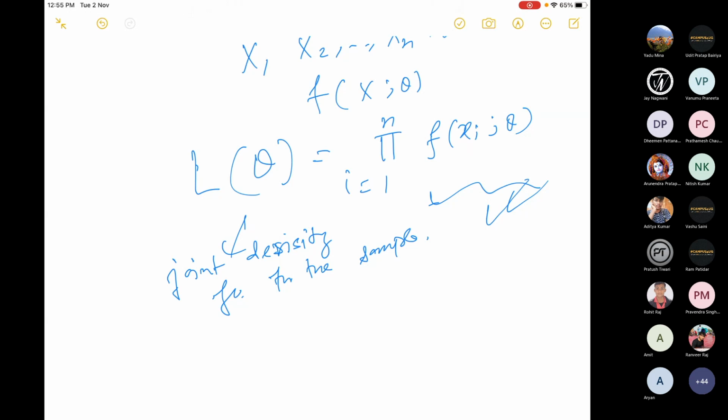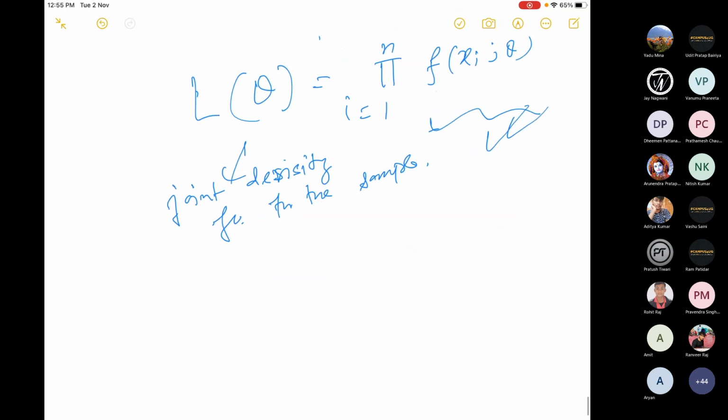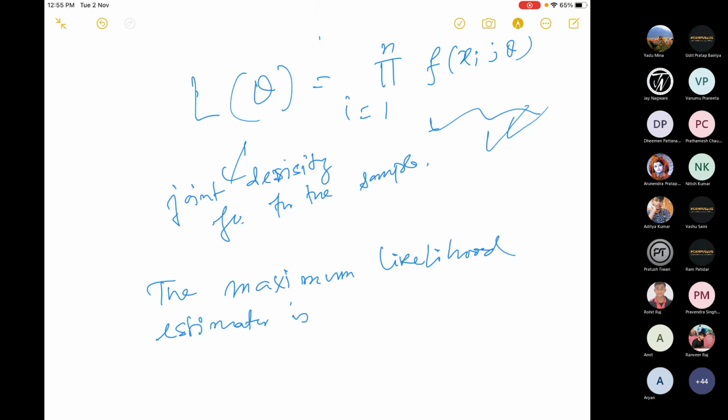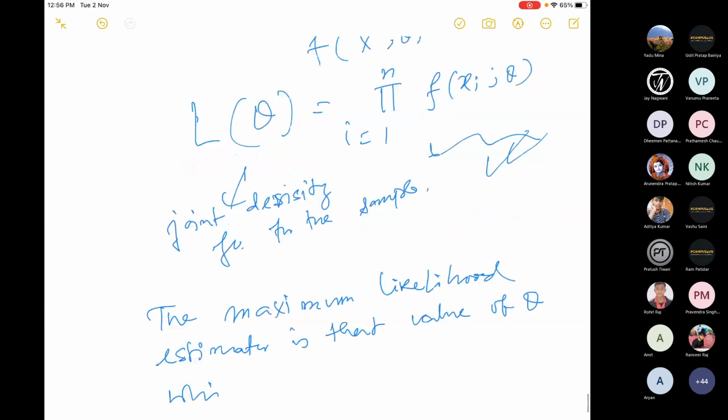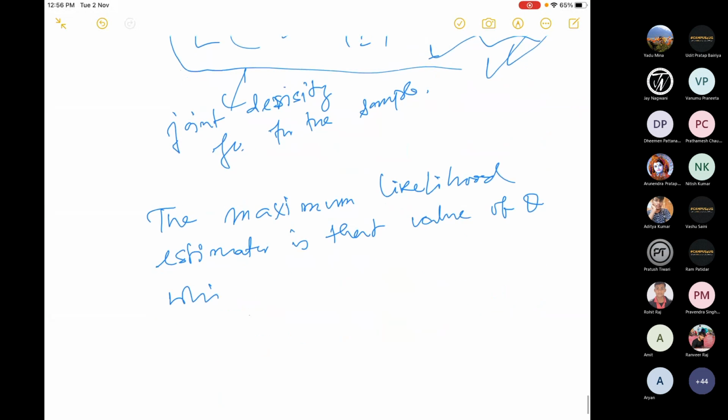So that's why it is called the maximum likelihood estimator. The maximum likelihood estimator is that value of theta which will basically give me the maximum value of the joint density of the random sample. That is, the value of theta which maximizes L(theta), the likelihood function.